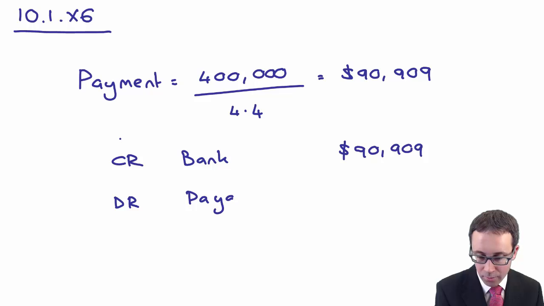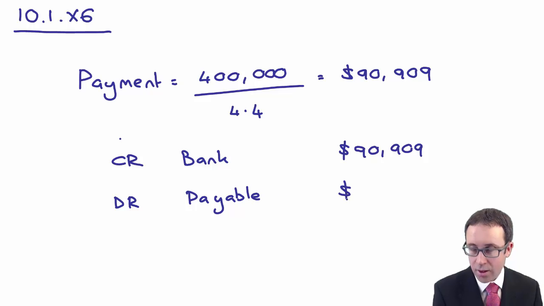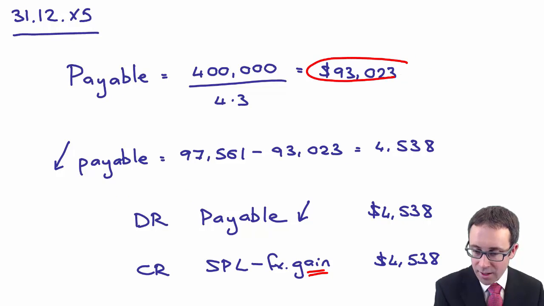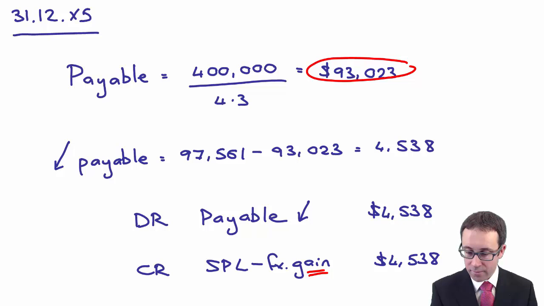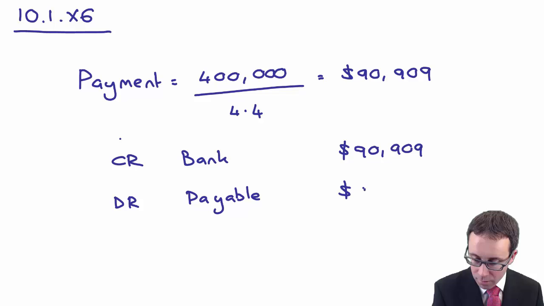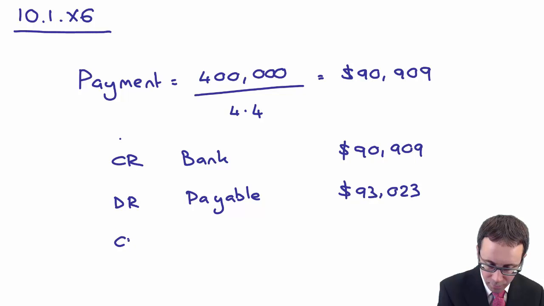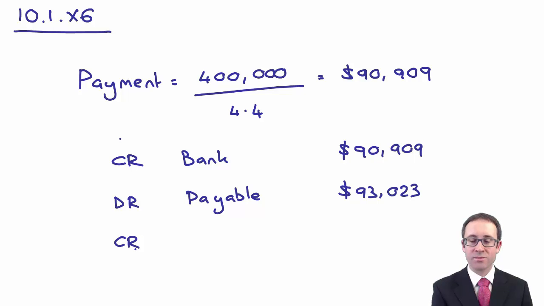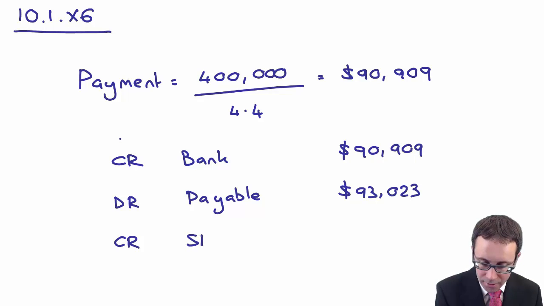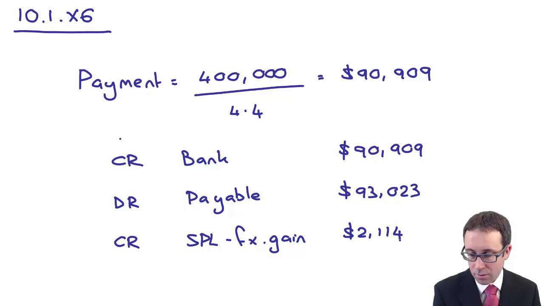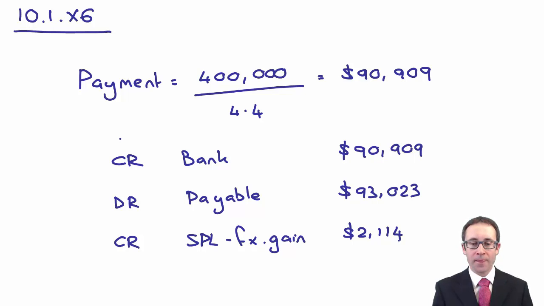You remove the payable in full. So what was the payable? Well, the payable, we retranslated at the year end as 93023. So I debit my payable 93023. And then the balancing figure, I think, is a credit, because we have an excess of debit over credits. We credit my statement of profit or loss. It's to do with foreign exchange. That is a gain. And that difference is 2114. Okay. There we go.